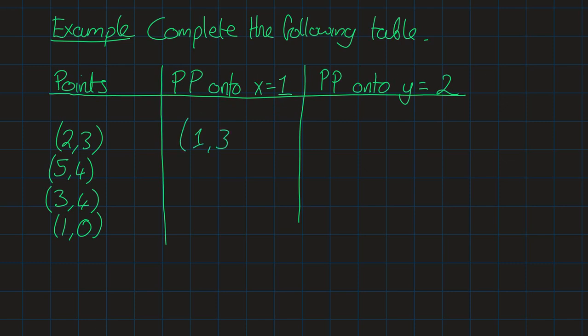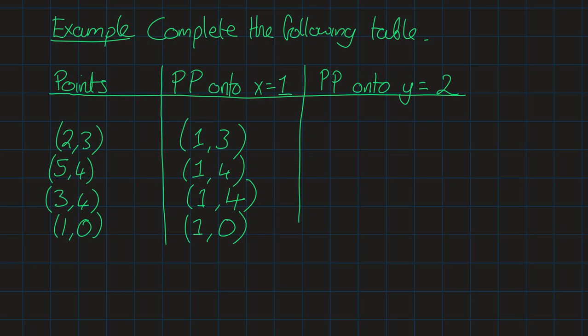So this is (1, 3), this is (1, 3), oh wait a second, this is (1, 4). This one here is (1, 4). And the last one is already a 1, so nothing changes. It's (1, 0). All you do is replace the x coordinate with a 1.